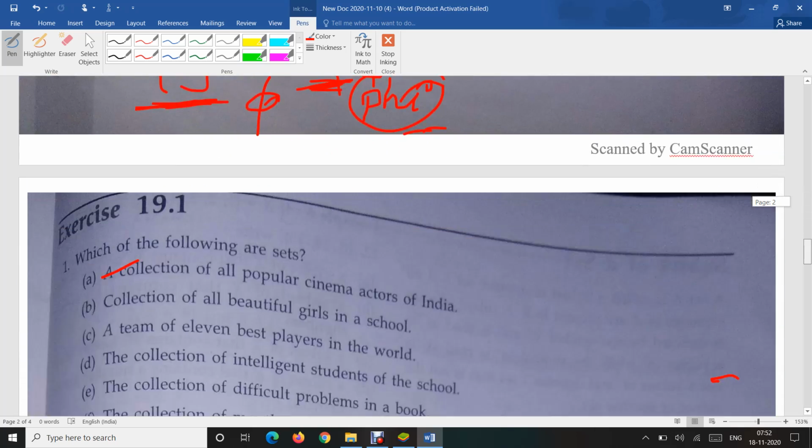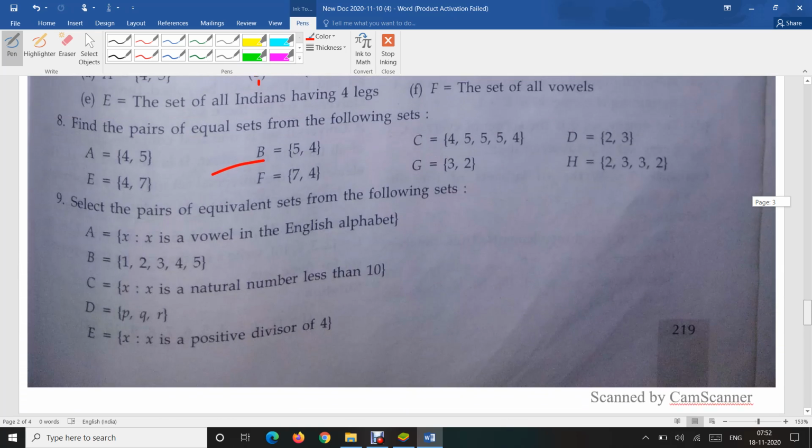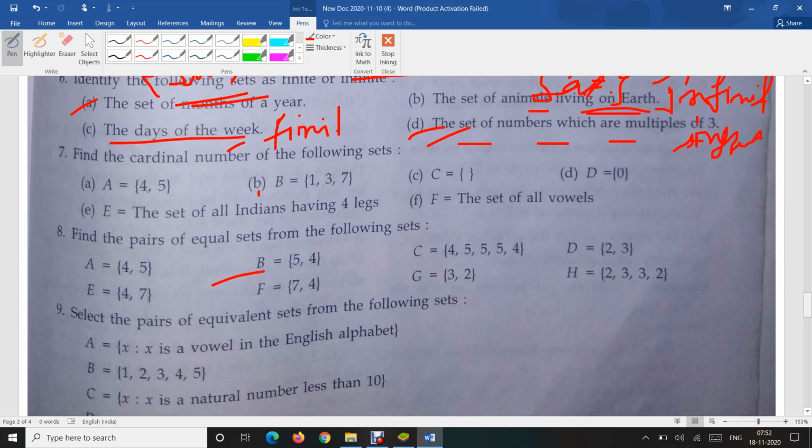So you have to find the cardinal number of the set. A has 2 elements, so the cardinal number is 2. B has 3 elements, so the cardinal number is 3. Here C does not have any element, so the cardinal number is 0.